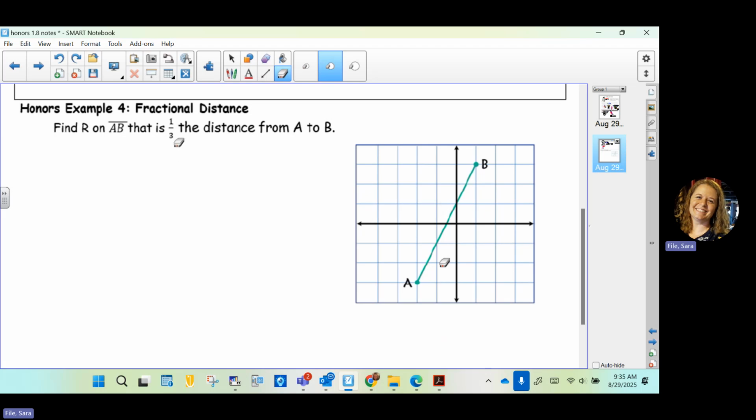Whatever the fraction that they're looking for is, if it's a 1 in the numerator, you're simply dividing by the denominator.